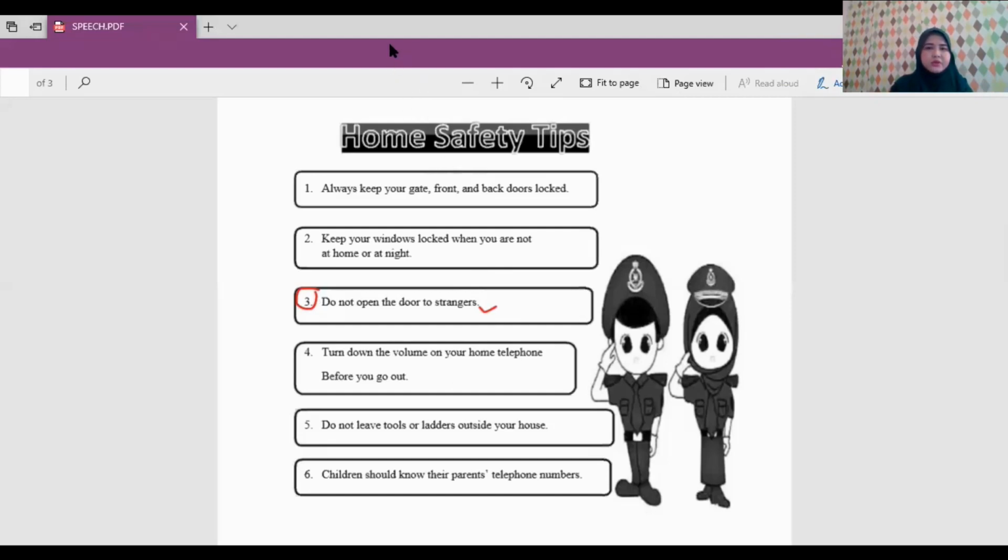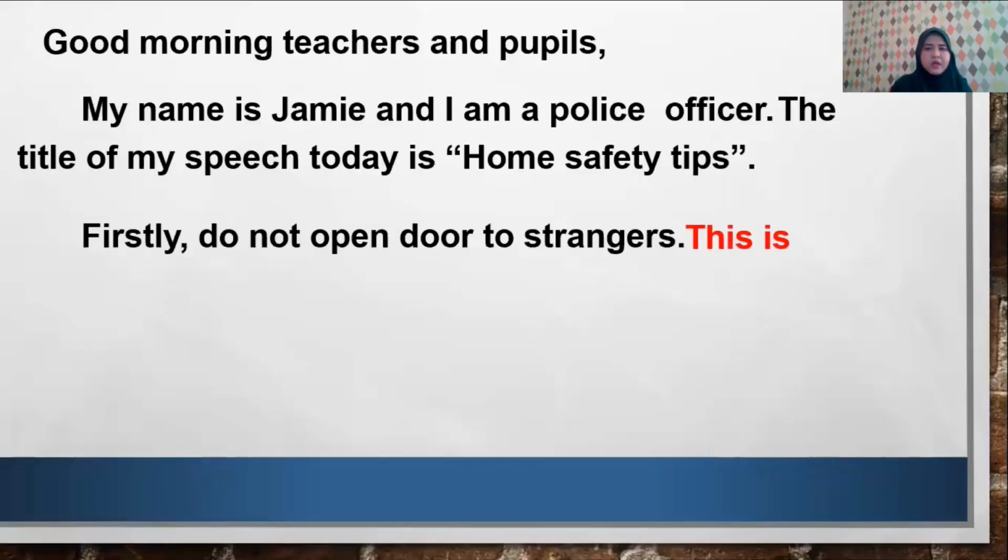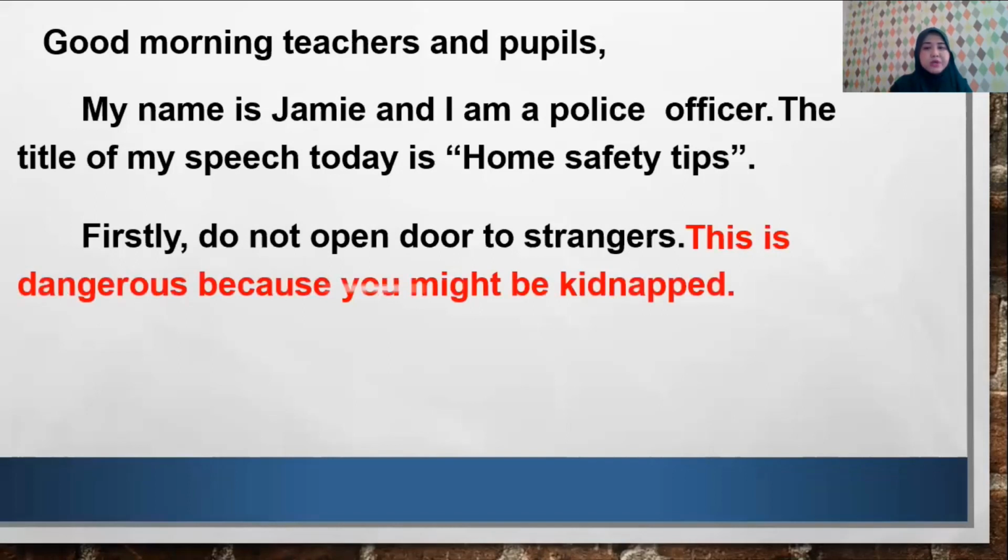All right, so now my next sentence in my second paragraph will be, this is dangerous because you might be kidnapped. If you notice, this sentence is not given in the tips just now. So this is what I call supporting details or supporting reason. The reason why the words are in red color is because I want to highlight that this is an example of supporting details.